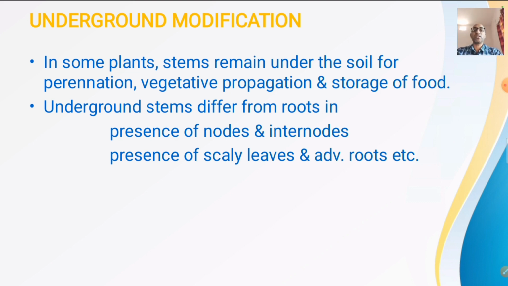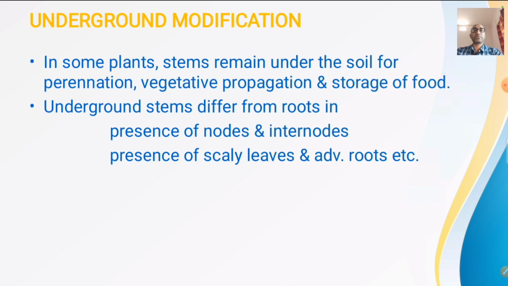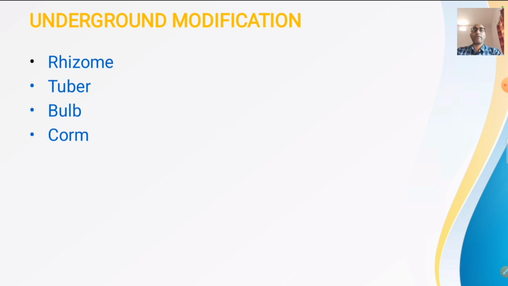Remember, in case of the underground stems, there is always presence of nodes and internodes. Okay, and in addition to that, there is presence of scale leaves and adventitious roots. So these are the two features through which you can distinguish between underground stem and roots. What are those? Presence of nodes and internodes and presence of scale leaves and adventitious roots. Okay, now let us go to the types of underground modification. Those include rhizomes, tubers, bulbs and corm.